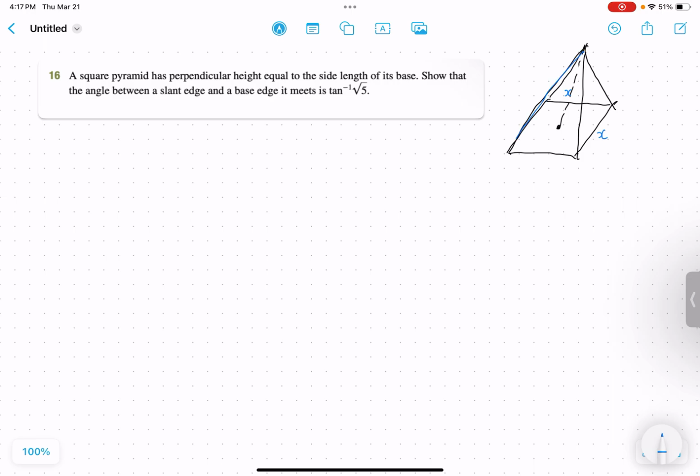So for example, let's go over to this corner and the base edge here. So this angle here. So it kind of looks like this. In order to do that, actually, because it goes up to the middle here, let's drop a perpendicular down there.